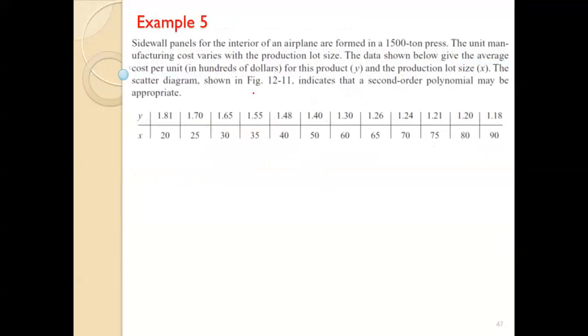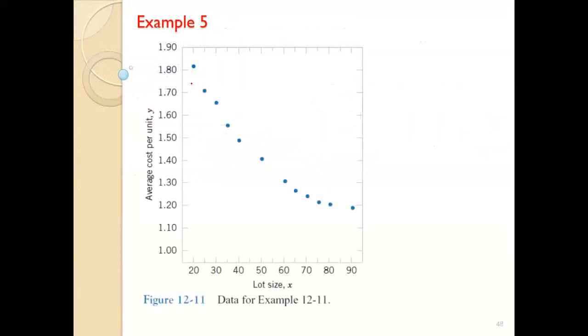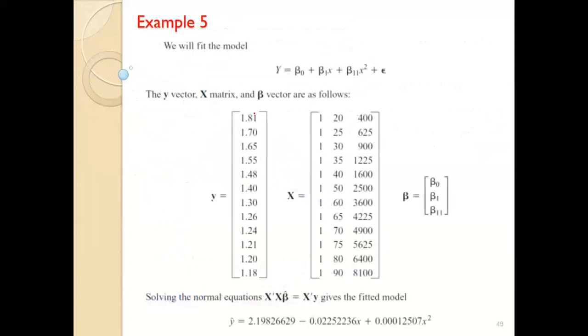We have some x and y. We fit with a polynomial because when you plot y and x, it's not linear. And also we transform y to beta 0 plus beta 1 x plus beta 11 x squared. And also we consider x squared as x2, for example, like that.